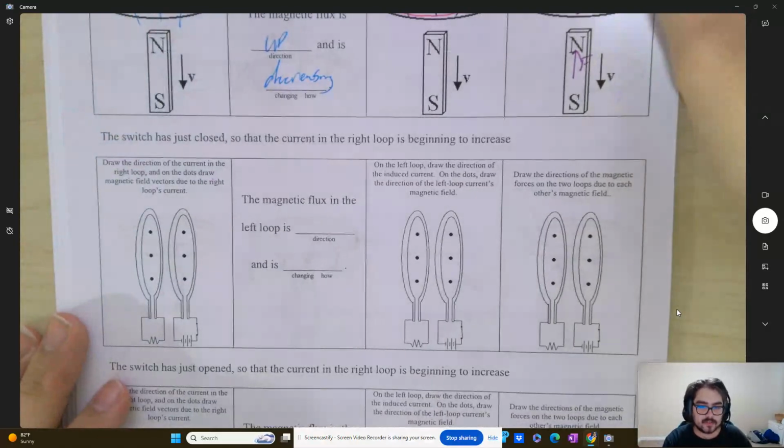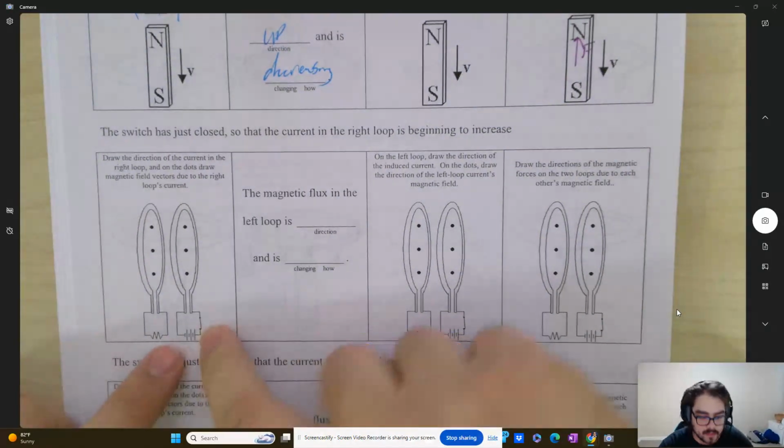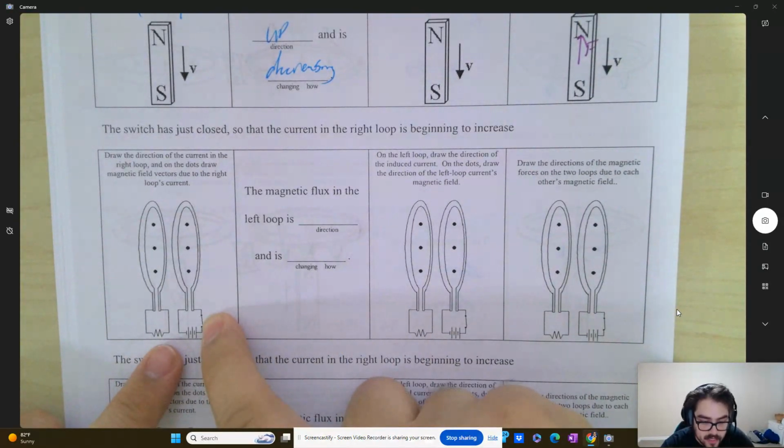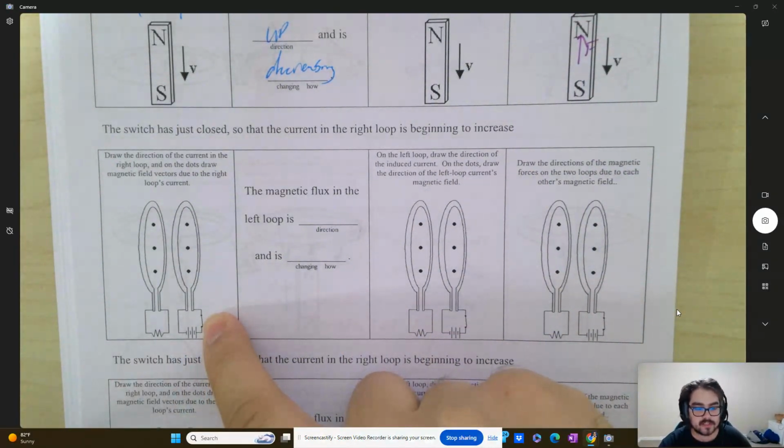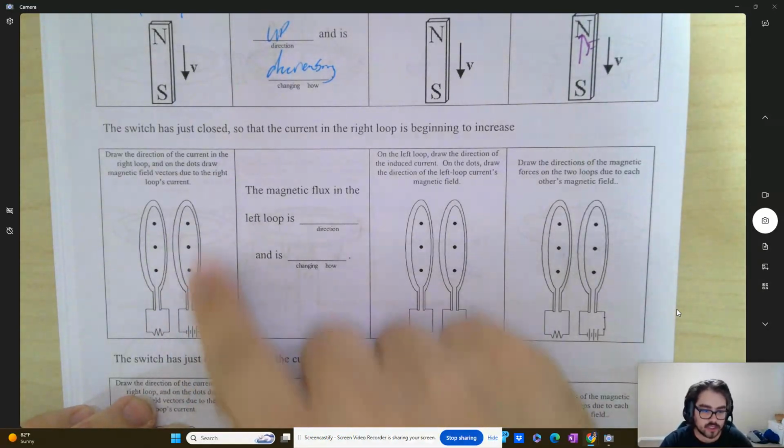The switch is just closed, so now this is a new example where we have two rings of charge. You notice that there's a little switch, it's kind of hard to see right there. We've just closed it. So what that means is that this loop is now charging up.